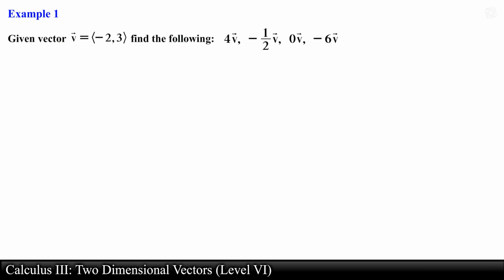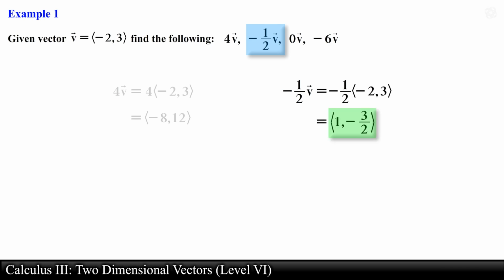Given vector v, find the following: 4 times v, -1/2 v, 0v, and -6v. Alright, to find vector 4v, we simply need to multiply each of the vector components by the scalar 4, as follows. This gives us a new vector with components equal to -8 and 12. For vector -1/2 v, we do the same.